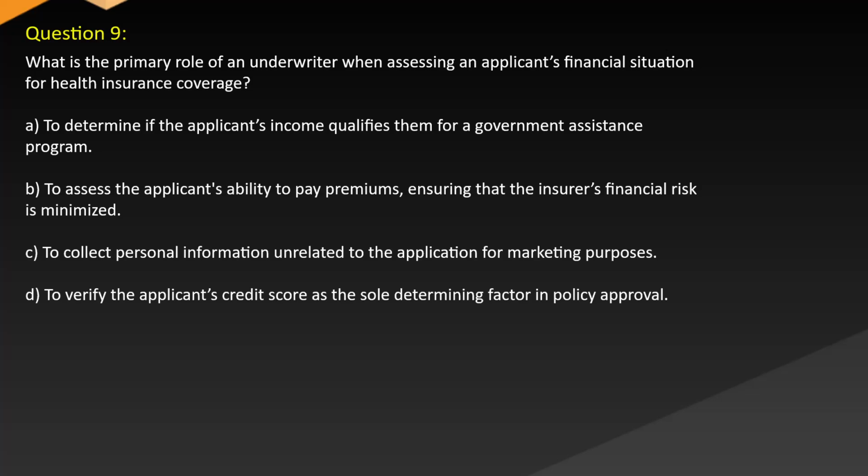Question 9. What is the primary role of an underwriter when assessing an applicant's financial situation for health insurance coverage? A. To determine if the applicant's income qualifies them for government assistance programs. B. To assess the applicant's ability to pay premiums, ensuring that the insurer's financial risk is minimized. C. To collect personal information unrelated to the application for marketing purposes. D. To verify the applicant's credit score as the sole determining factor in policy approval.